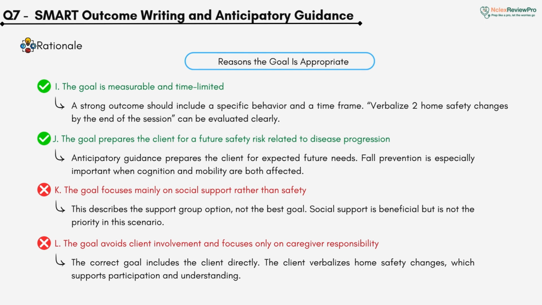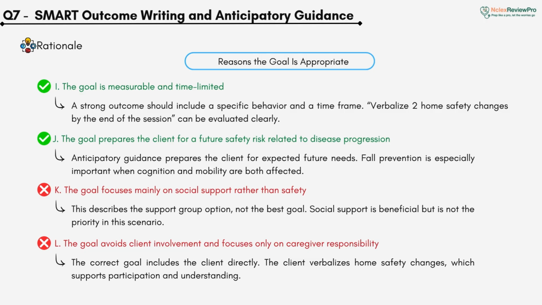Option J. The goal prepares the client for a future safety risk related to disease progression. This is correct. Anticipatory guidance prepares the client for expected future needs. Fall prevention is especially important when cognition and mobility are both affected.